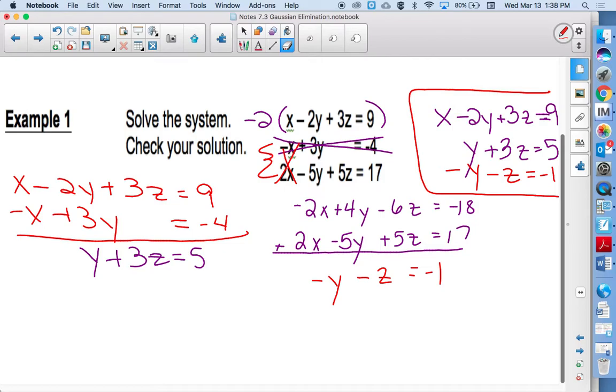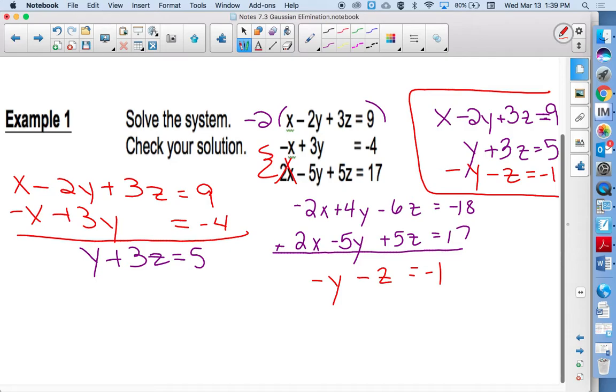Brandon? Does it matter what equation you replace it with? Like whenever you had the first one and you got y plus 3z equals 5, you replaced it with the second one, do you have to replace it with the second one, or could you have replaced it with the first one? You could have replaced it with the first one, yeah, it does not matter. I'm just making mine follow the stair-step pattern. But no, it does not matter which you replace it with. Other questions?